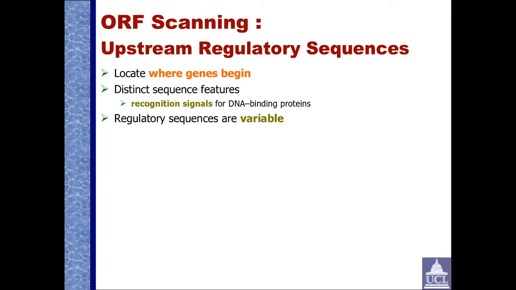So upstream regulatory sequences are also important. This will help us locate where a gene begins. And again, they have distinct sequence features and they're recognition signals for DNA binding proteins. However, these regulatory sequences are very variable. We'll look more at that in the transcription factor binding site prediction lecture.